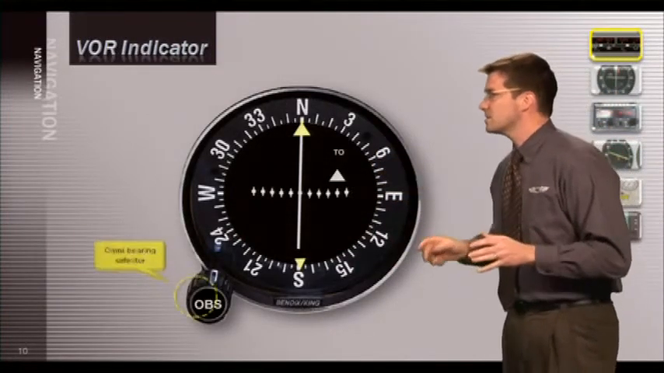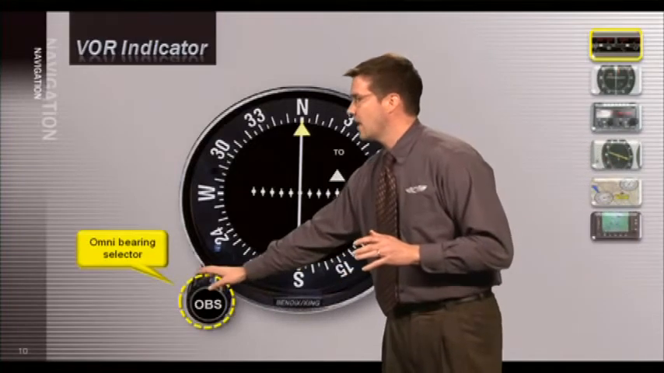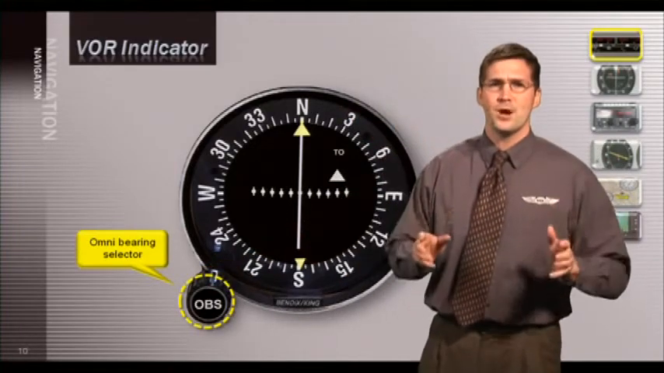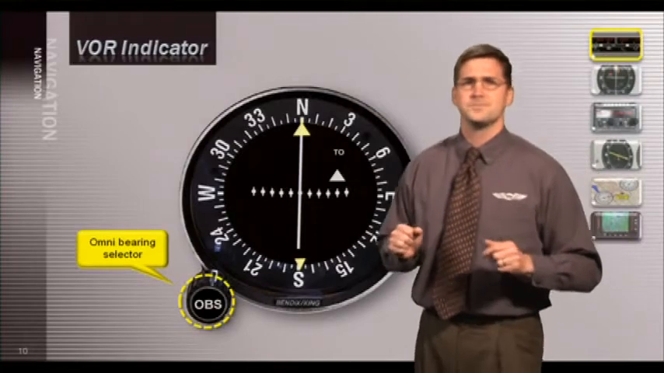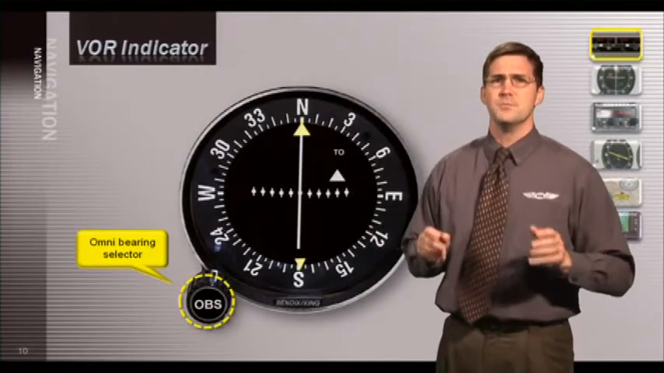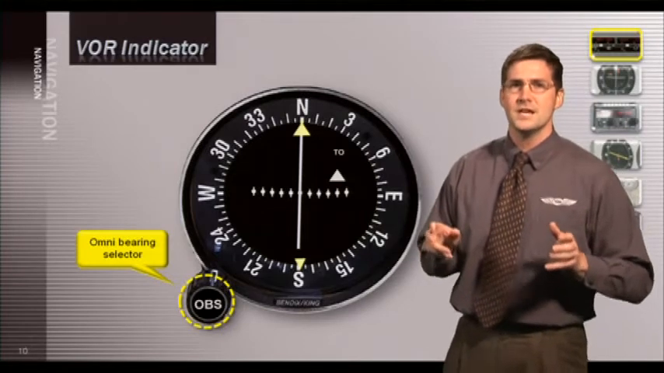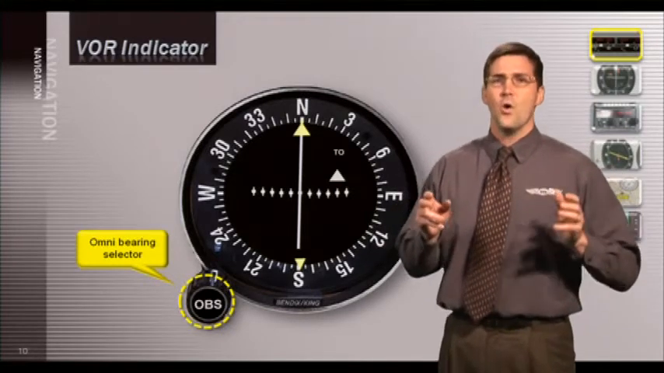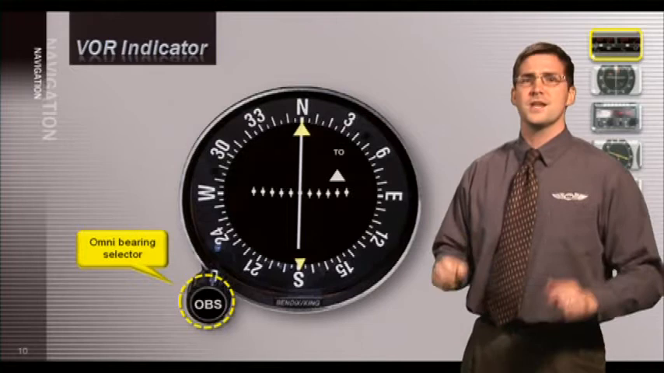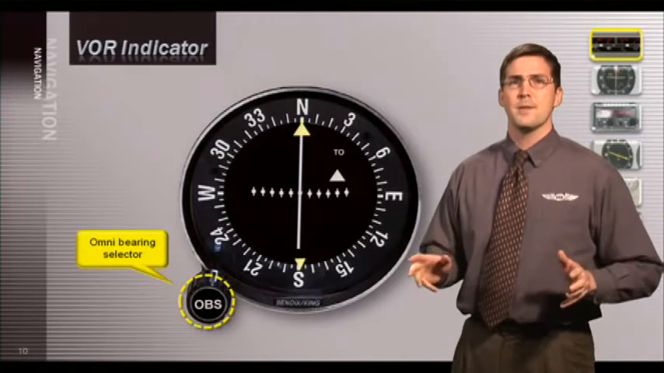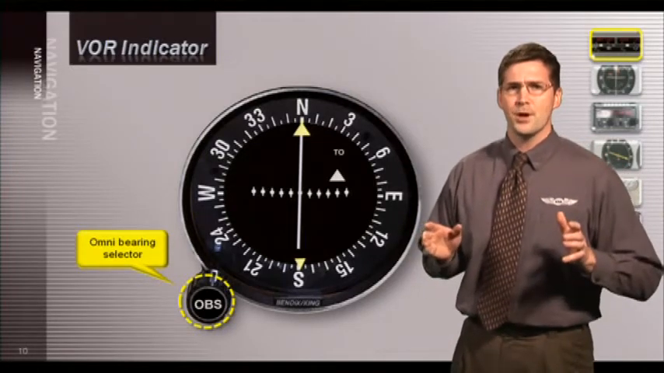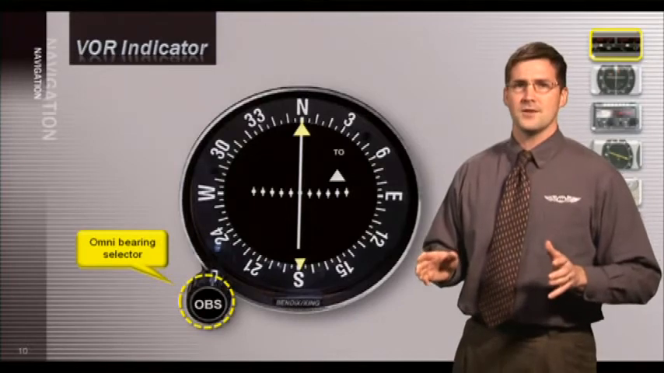Here's the VOR indicator that you will find in your airplane, shown right here. This little knob is called the OBS. You can see that right down here, or the Omni Bearing Selector or Course Selector. The Omni Bearing Selector can move the entire face or the entire dial of the instrument to any desired course, or it can determine a radial from which the aircraft is flying. Remember, radials are magnetic bearings outbound from the VOR ground station.